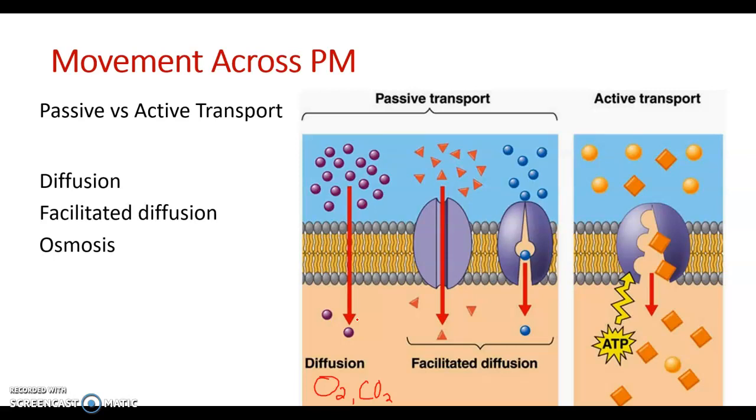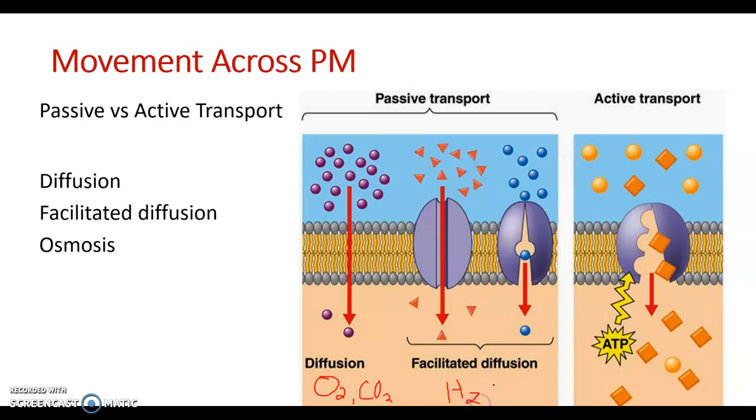On the other hand, we have facilitated diffusion, which still involves moving substances along the concentration gradient. So it's still going to go from higher concentration to lower concentration. But because some molecules are water soluble, they can't interact with the lipid bilayer. So they need a little bit of help to get through, and that help comes through these carrier proteins. That's one example of a type of protein that can be embedded in the plasma membrane or in that lipid bilayer. A really common example of facilitated diffusion is osmosis, the movement of water.